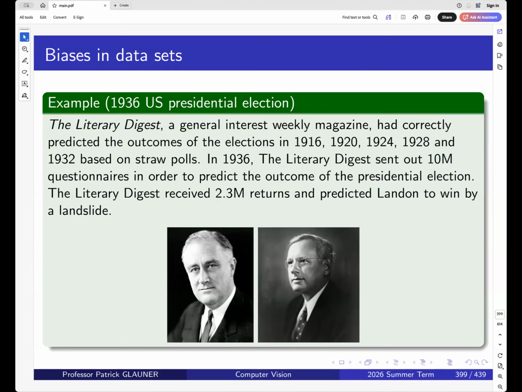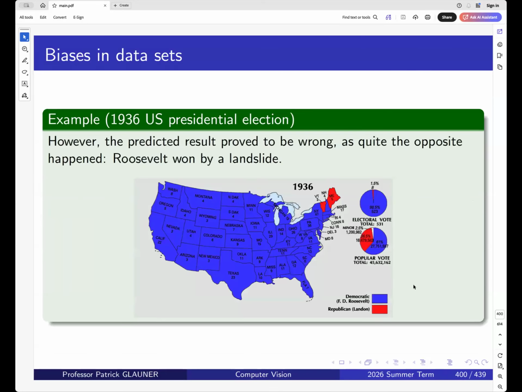However, probably none of you have heard about Alfred Landon before. I also only heard about that guy the first time maybe some 15 years ago when I came across this story. So they predicted, despite 2.3 million returns, that Landon would win. But Landon obviously did not win, and Roosevelt was elected. Finally, he was not just elected to a second, but a third, and then even a fourth term. And this was the outcome in 36.